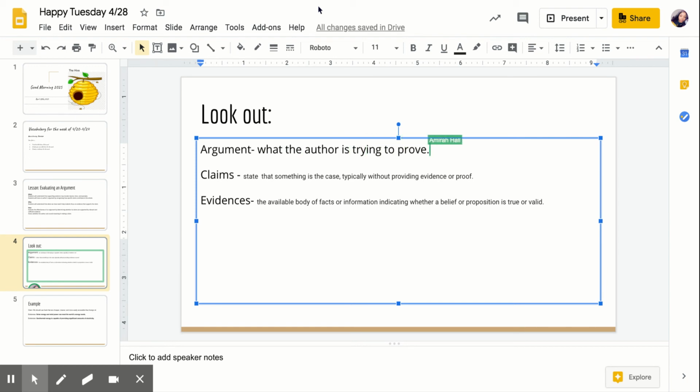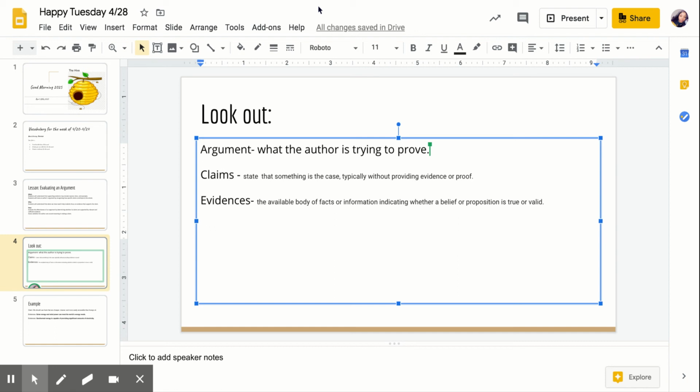But then you have the claim, and we know that the claim states that something is the case, typically without providing evidence or proof. So a claim is basically what somebody said, like this is what I said, but I didn't give any evidence yet, right? So this is what I'm trying to prove right here. So the argument is: Miss Hall is the best teacher in the world, right? That would be the argument.